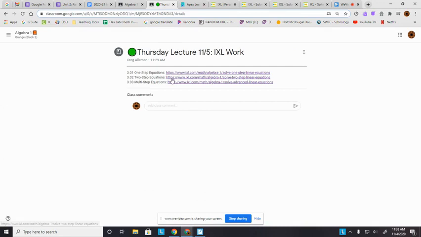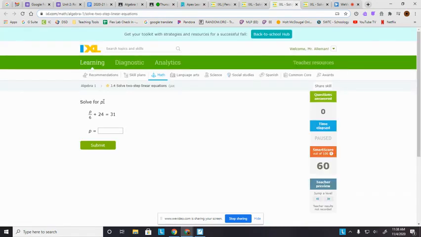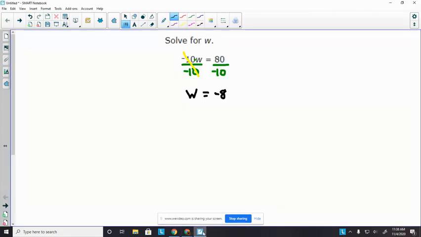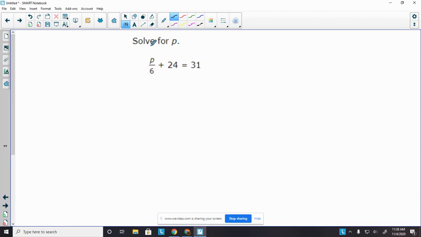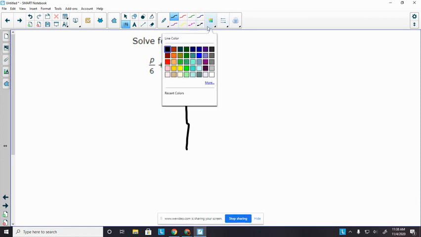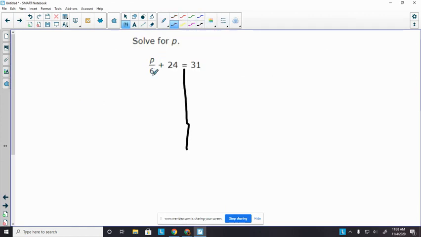The next one is two-step equations. Here's an example of a two-step equation. When you click the link, let's try that one out. So here, it's a two-step equation, so a little more complicated. I like to draw the line down to kind of separate and organize this. So first we need to get this p by itself. So we need to get rid of the plus 24 and the dividing by 6. Always take care of the addition or subtraction move first. So subtract 24 from each side.